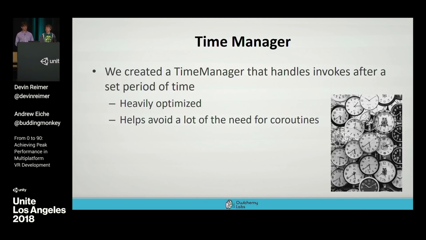Time Manager handles invokes after a set period of time. A lot of our coroutines, we found, were basically just waiting for a chunk of time and then executing something. And even more so, executing something statelessly, so it didn't need to carry state over that time. So we could make this singular Time Manager to handle that case. That got rid of a ton of our coroutines. We could heavily optimize that Time Manager, and that performance gain was brought across all of those former coroutines.